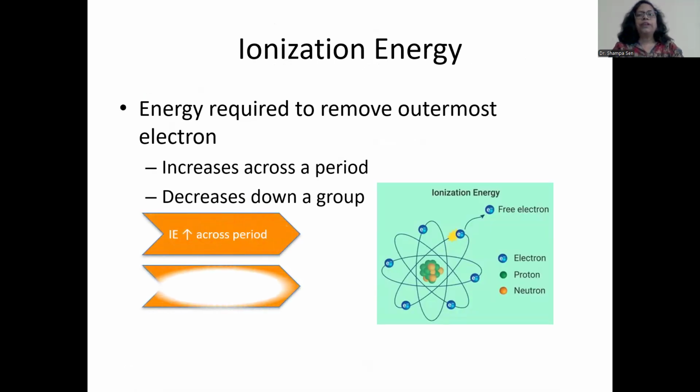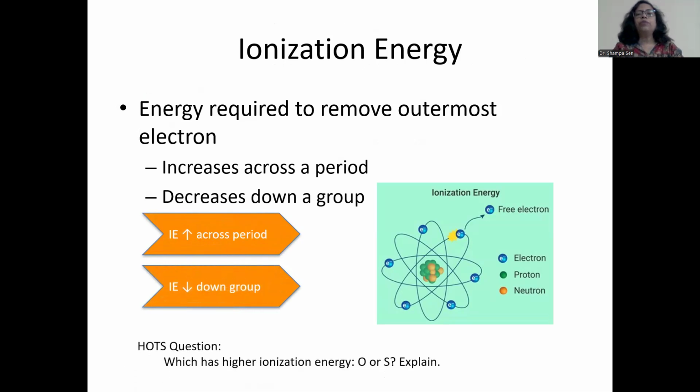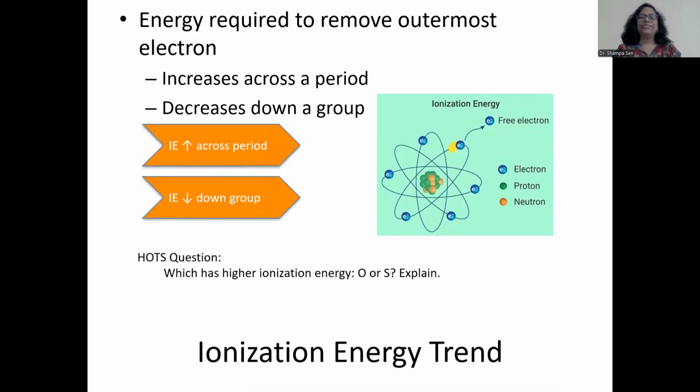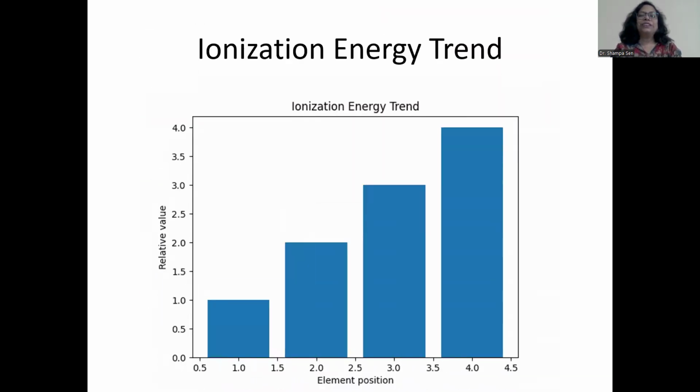Ionization energy is the energy required to remove the outermost electron. It increases across a period, decreases down a group. So how much energy is needed to take away the very first electron from an atom? Another HOTS question: which has higher ionization energy, oxygen or sulfur? The main question is to explain your answer. So, ionization energy trends.